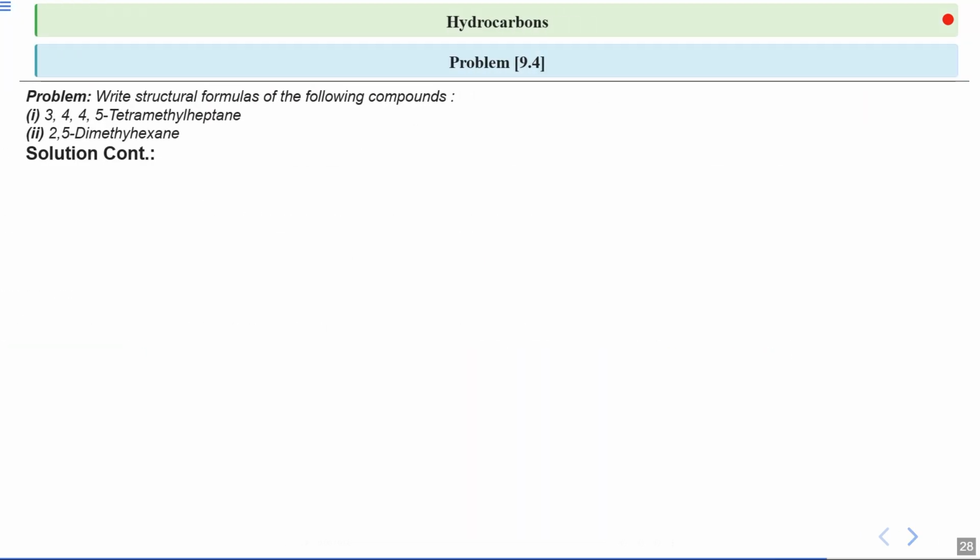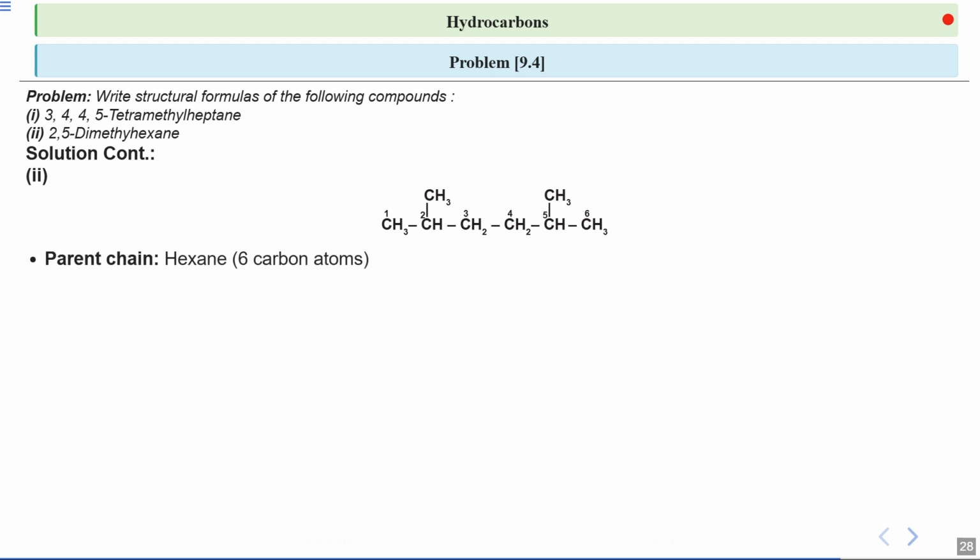Next we have 2,5-dimethylhexane. So this visual representation helps us to understand how the carbon atoms are arranged and where the methyl groups are attached in the molecule. Here we learn that the parent chain for the compound is hexane, which will give us a chain length of 6. Next, the methyl groups are positioned at 2 and 5. So you can clearly see in the image that on the 2nd and 5th position we have methyl groups present.